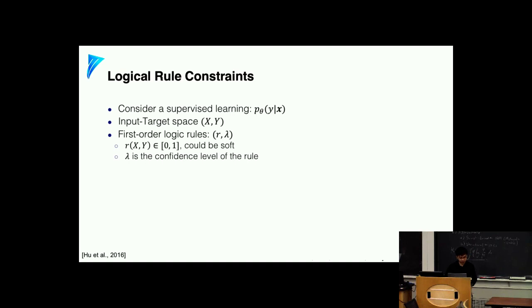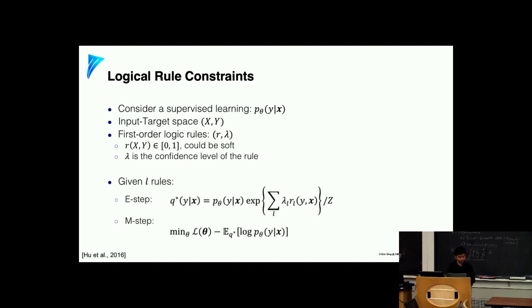And here we consider the constraints. The constraints are now first-order logical rules. Here, R(X, Y) is a rule which returns a truth value of this rule. And this rule can be evaluated by using a soft formulation of the logic. And lambda is the confidence level of the rule. And based on the framework we just developed, given L rules, the E step is like this. The solution of this variational distribution. Here we replace the general constraint function with these logical rules.